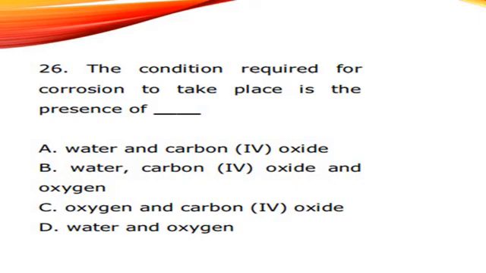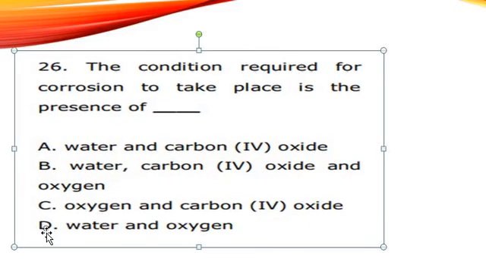Then the next question says, the condition required for corrosion to take place is the presence of A. water and carbon dioxide, B. water, carbon dioxide and oxygen, C. oxygen and carbon dioxide, then D. water and oxygen. So this is question 26, and the previous one is supposed to be question 25. Apologies for the mix-up. Anyway, the answer to this question is D. water and oxygen.